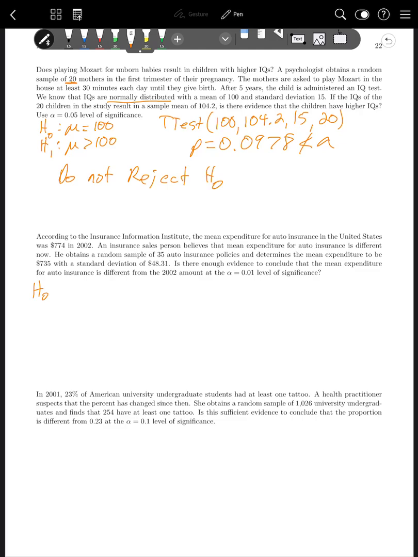Okay, so this is going to be pretty similar to the one above. H naught is mu equals 774. H1 is different. He wants to know if it's different now. So mu does not equal 774. And we can do a t-test. So that's 774, the population mean, comma, our sample mean, which is 735, our sample standard deviation, which is 48.31, and our sample size, which is 35. And the reason we can do this with a t-test is because our sample size is greater than 30.